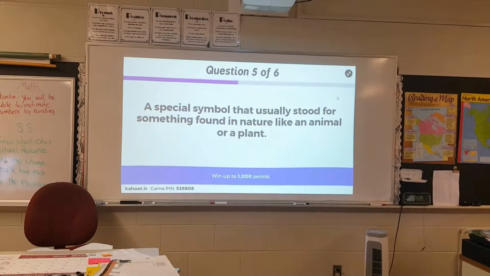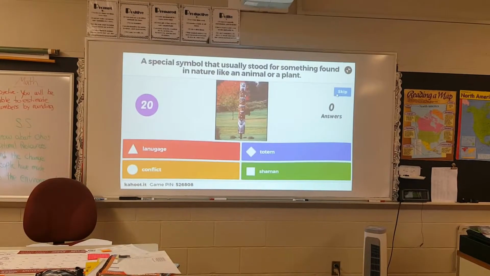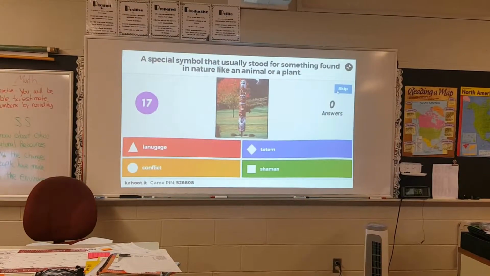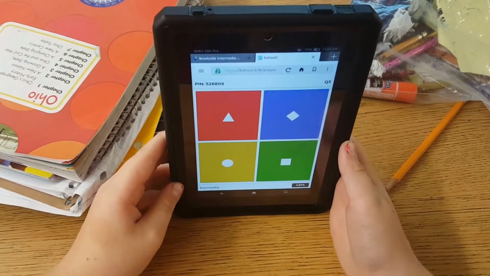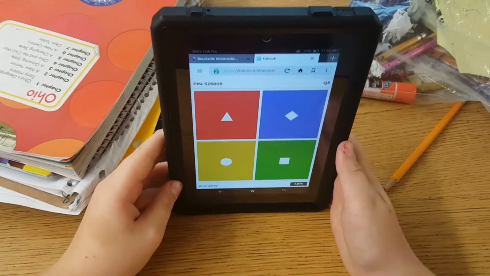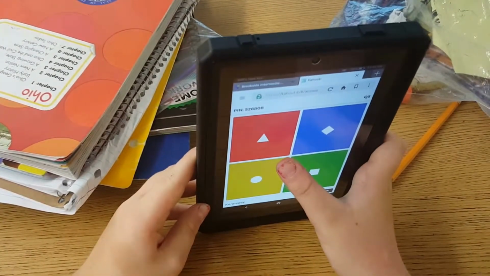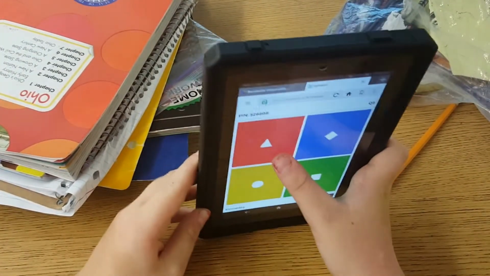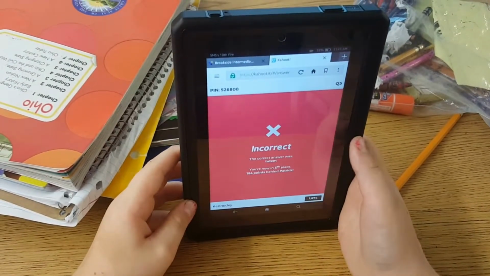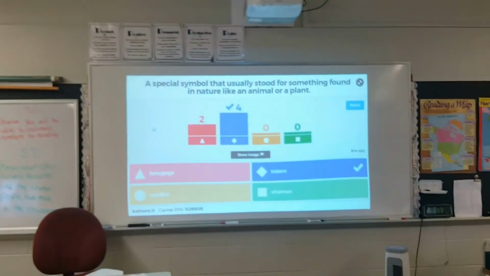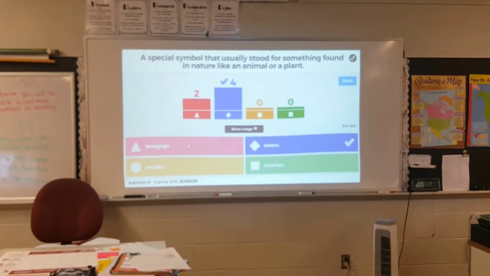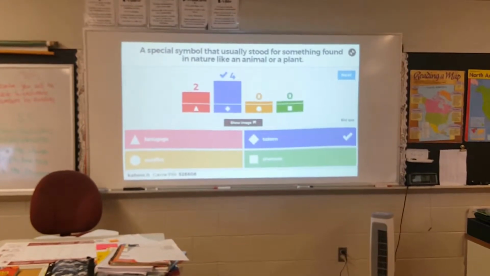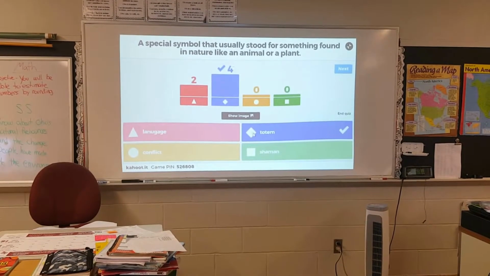A special symbol that usually stood for something found in nature, like an animal or a plant. Again, there's a picture to maybe help them understand what the question is asking. Good time to remind people that there is a timer on these. You can take the timer off, but I have it set up for 20 seconds. Most kids understood this. 2 students thought it was language, so then you would need to discuss the difference between language and totem.